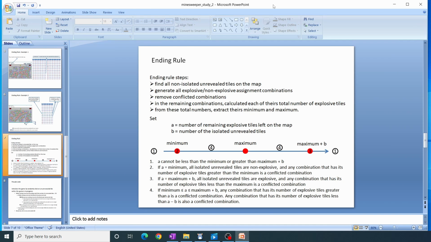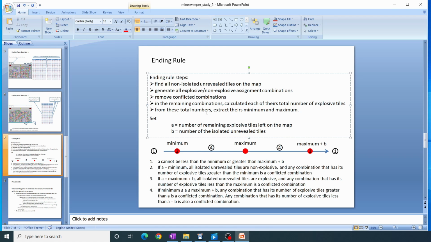Okay, let's talk about the ending rule. Here are the steps for the ending rule. First, we need to find all non-isolated unrevealed tiles on the map, and then we need to generate all explosive/non-explosive assignment combinations, remove the conflicted combinations, and then in the remaining combinations, calculate each of their total number of explosive tiles.